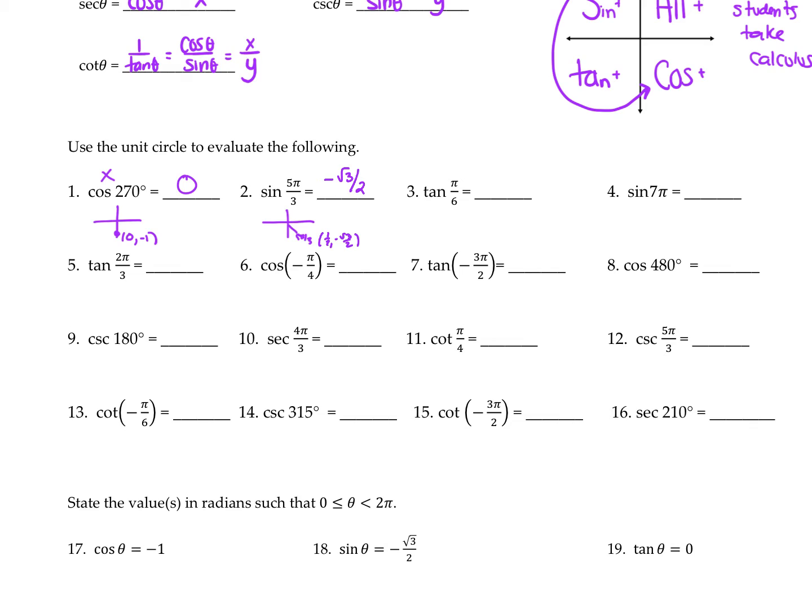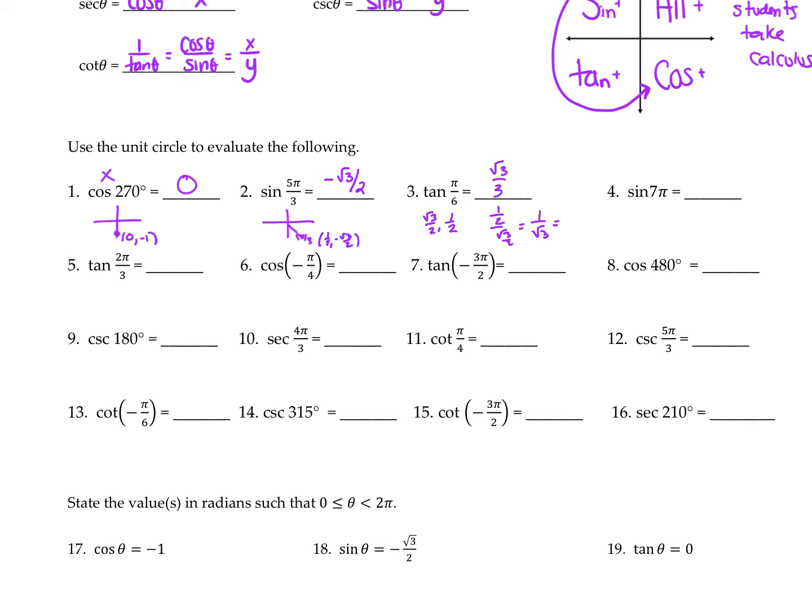Tangent at pi over 6. Well, pi over 6, that coordinate is (√3 over 2, 1/2). So we're doing 1/2 divided by √3 over 2. You'd end up with 1 over √3, which you have to rationalize, so it'd be √3 over 3.